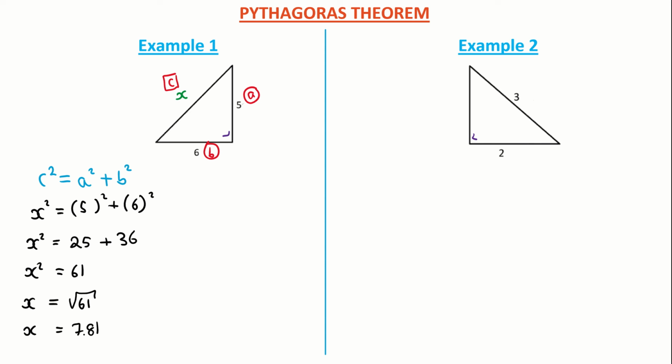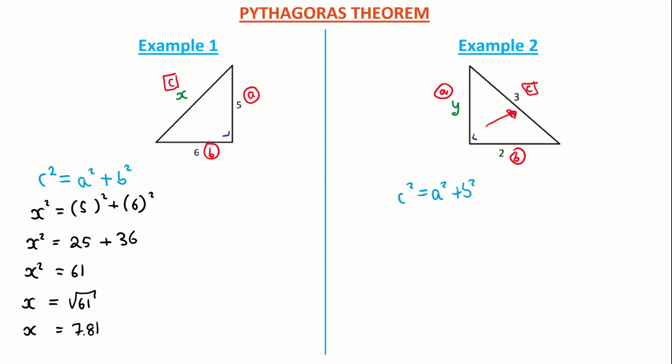Coming over to example 2, we're going to tackle it in the same way. We're going to label the side that we're missing. In this one, I'm going to call it y. I'm going to label my picture. Again, remember that the side which is across from the 90 is the hypotenuse. It must be my c. So I'm putting a c on the hypotenuse 3. I'm then writing down my formula, c squared is equal to a squared plus b squared. Again, I can label the other two sides a and b, doesn't matter which is a and which is b. So I'm going to call the y my a and the 2 my b.